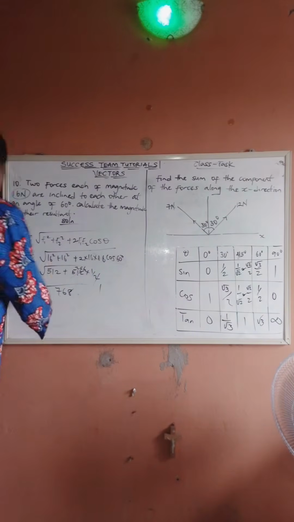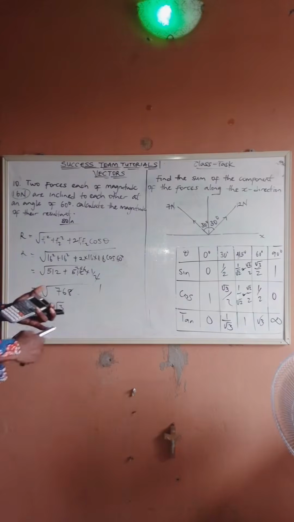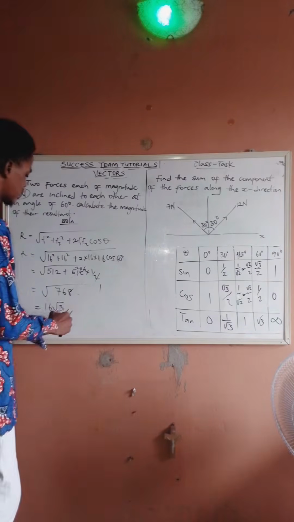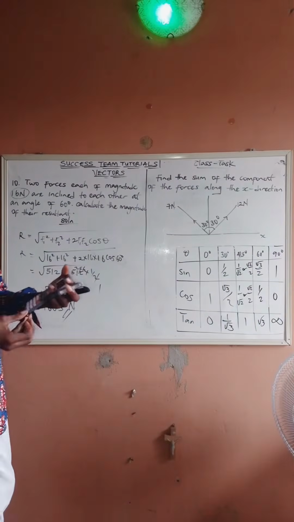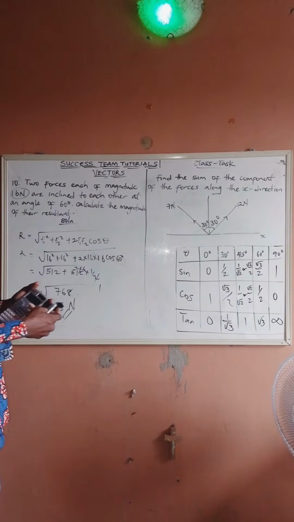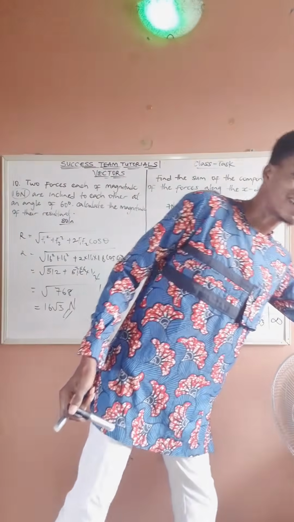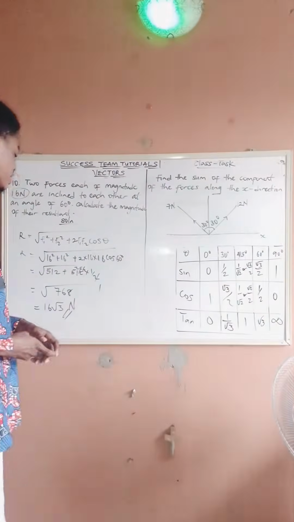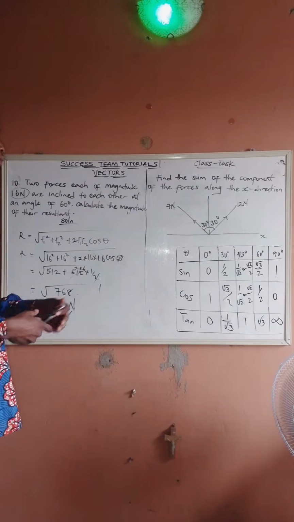16 root 3. So this is our final answer: 16 root 3 Newton. I hope this is clear, and with these few points of mine, I hope I've been able to show you that calculations on vectors are very simple.